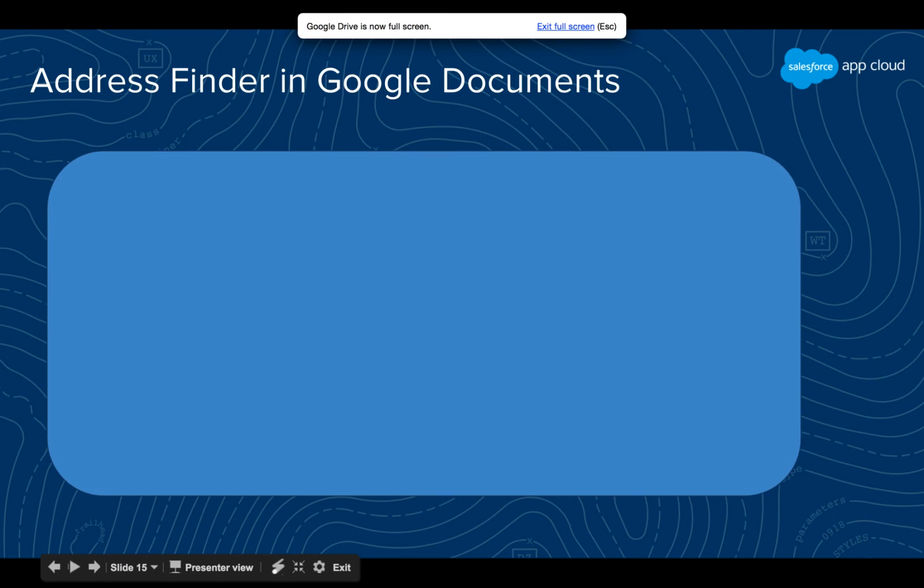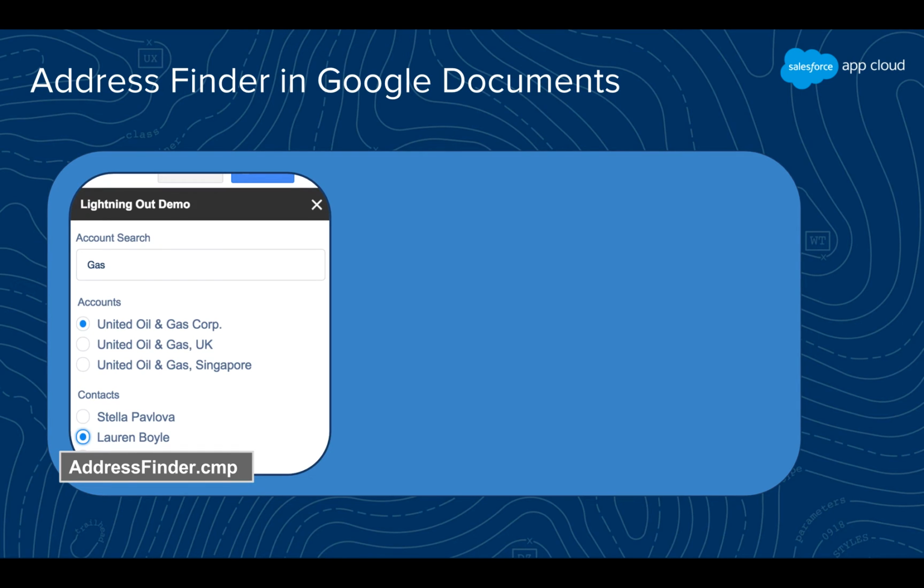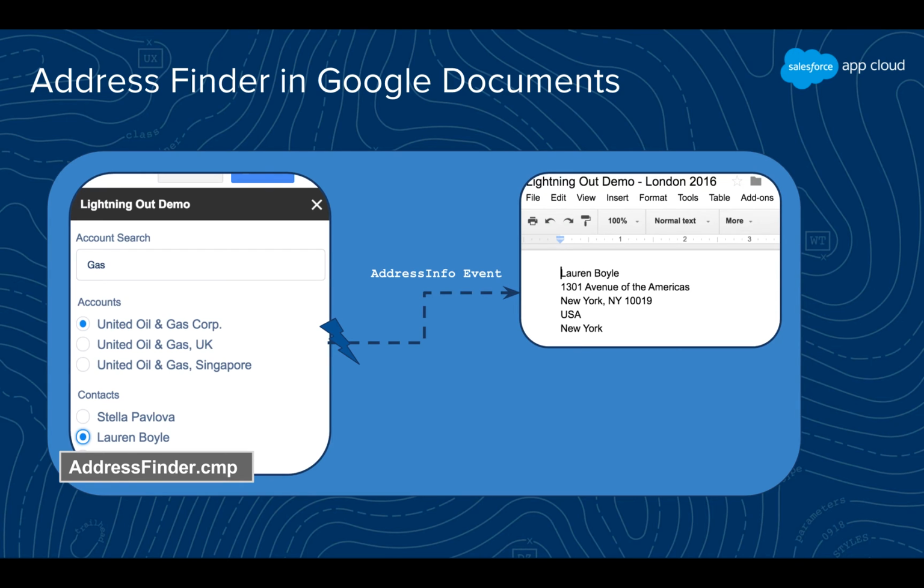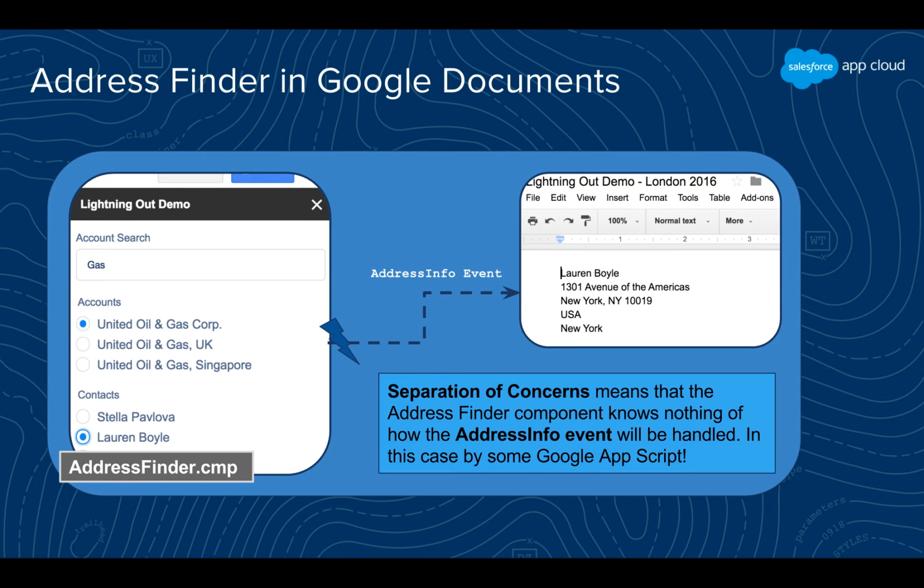So let's continue through the rest of the deck and drill into a little bit more detail. So first of all, we had the address finder component that, other than its container looking slightly different, or quite a lot different than Lightning Experience, was itself pretty much the same as we found it the last time. It still output the address info event, which is what happened last time. Only this time we found that the address info event wasn't handled by a visual component, it was handled by some Google Apps script code, which actually injected the selected address into the document. So as I said earlier, making sure that separation of concerns is considered at a component level can really help with some flexibility in the way that you can deploy your Lightning components.